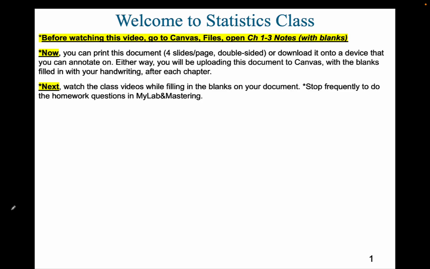You'll turn in your notes, you'll take a test on it, and then you'll do it again with the next set of notes, which would be, in this case, chapters 1 through 4.